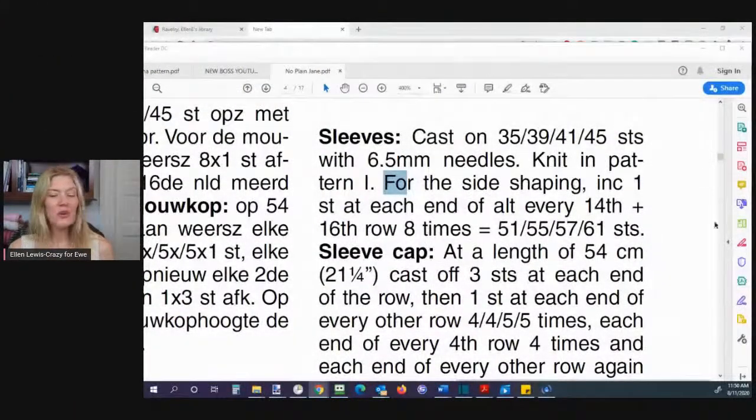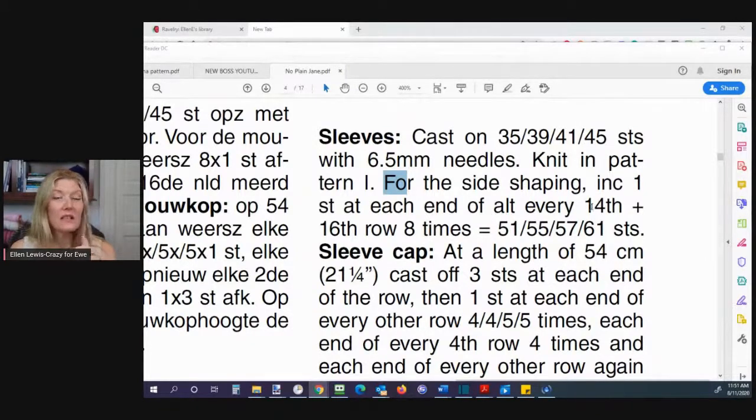Okay. So here we are, and we have this sleeve instruction. It says, knit in pattern for the side shaping, increase 1 stitch at each end of alternate every 14th and 16th row 8 times. Okay, great. I think that's really confusing for a lot of people.